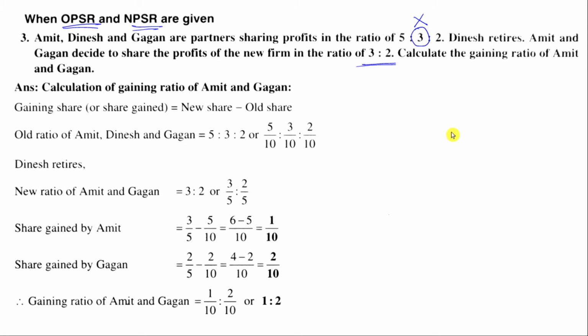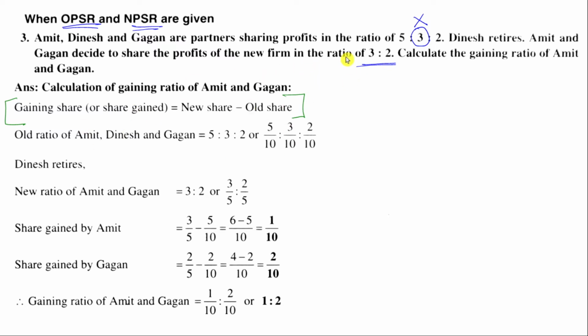I'll delete it. Okay. We need to calculate the gain ratio of Amit and Gagan. First, we need to know the formula. There is quite a bit of change in the formula. I'll change the color and write in green. The formula is: gain share is equal to new share minus old share. By now you are already familiar with the example I gave. It's just rearranging the formula, that's it.